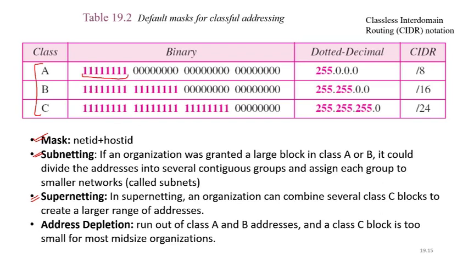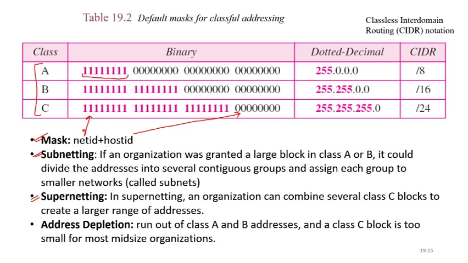So for class B, the leftmost 16 bits are ones and the rightmost bits are zeros. This is the colored part, the net ID, and the host ID is this one. So for each class, the net ID and host ID are given. This is just to categorize. So net ID and host ID combined are considered as the mask, basically. In decimal equivalent, this is used.